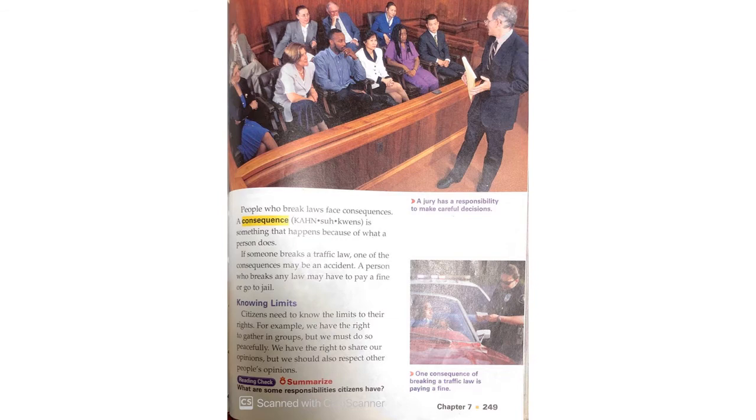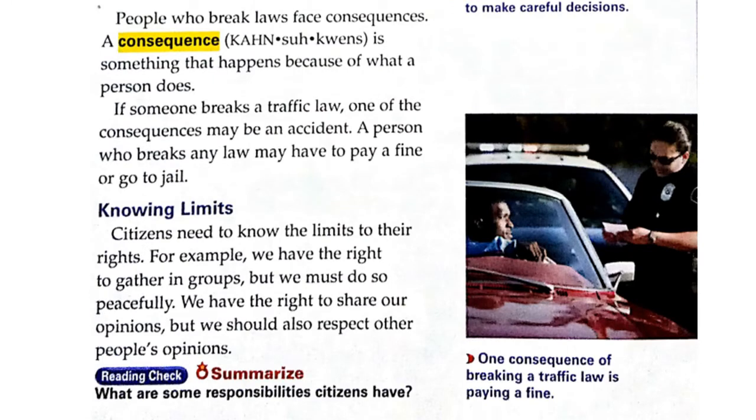Right? Let's have a close review and read page 249. People who break laws face consequences. A consequence is something that happens because of what a person does. If someone breaks a traffic law, one of the consequences may be an accident. A person who breaks any law may have to pay a fine or go to jail.